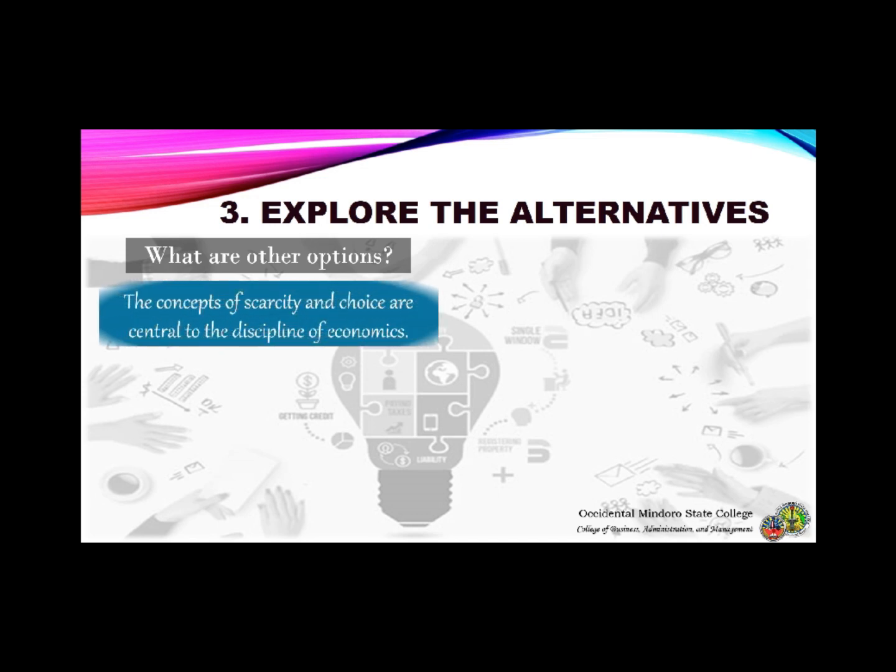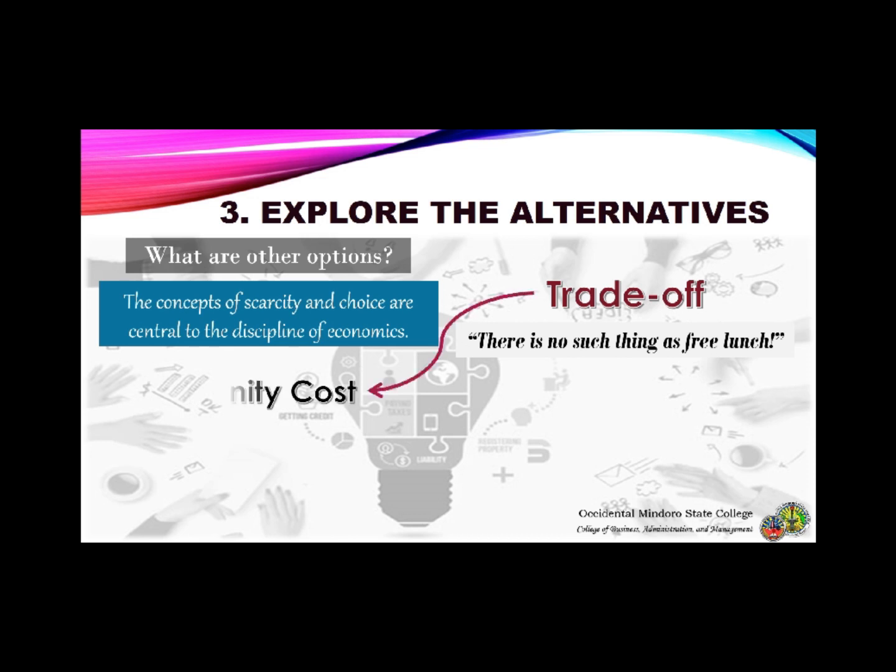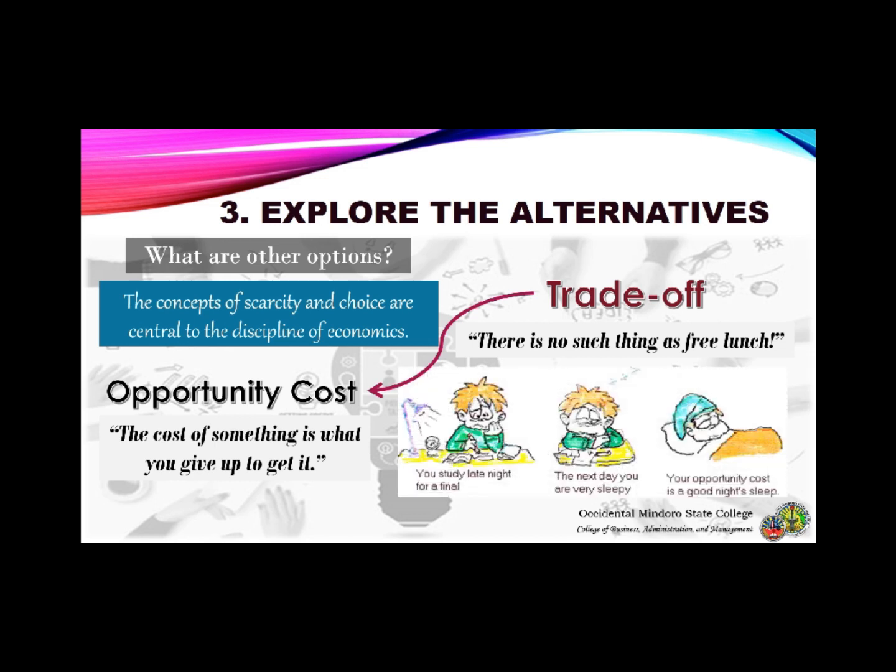The concepts of scarcity and choice are central to the discipline of economics. These concepts are used to explain the behavior of both producers and consumers. Scarcity necessitates trade-offs. That which is foregone whenever a choice is made is referred to by economists as opportunity cost. So you may pause again this video for the situations given here in the multinational production and pricing.